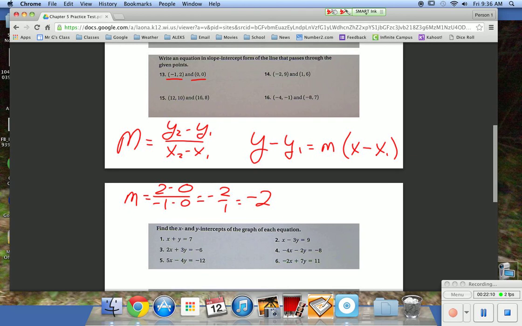Wade, what do we use next? We've got our slope at -2. We can put that into here, right? Into where the m is in that equation. What do we use next?